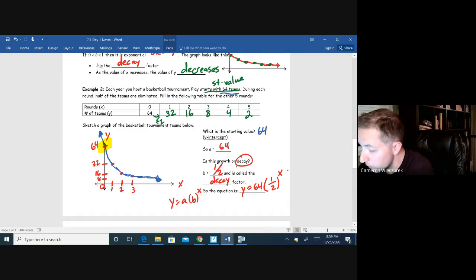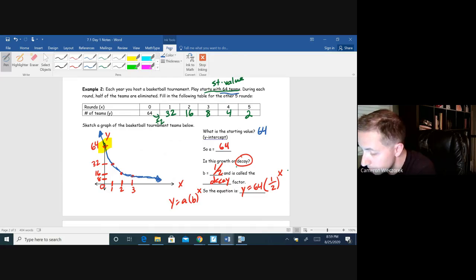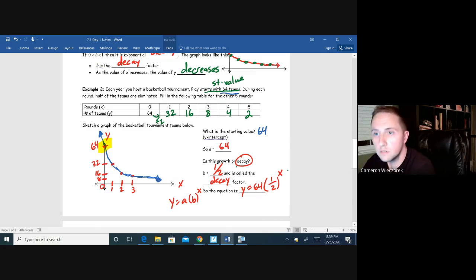One quick comment I want to make. Please never, ever multiply these two numbers together, because otherwise you're breaking the order of operations. You can't do multiplication before you do exponents. So as tempting as it is to want to multiply 64 and 1/2, please don't do it. Otherwise, you're breaking the math law. Don't do that. Leave it as 64 times 1/2 to the x.